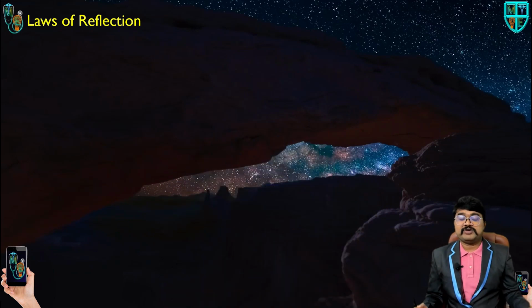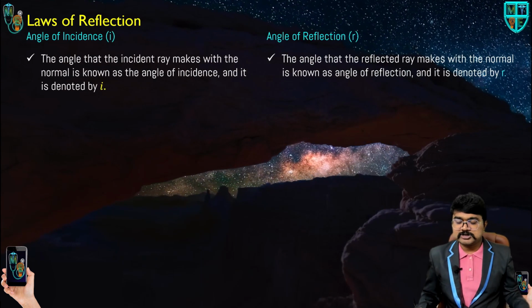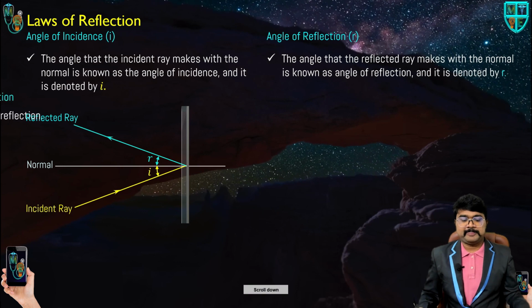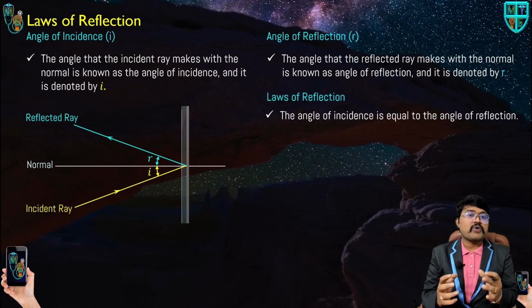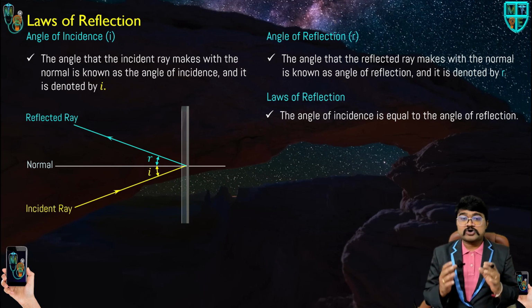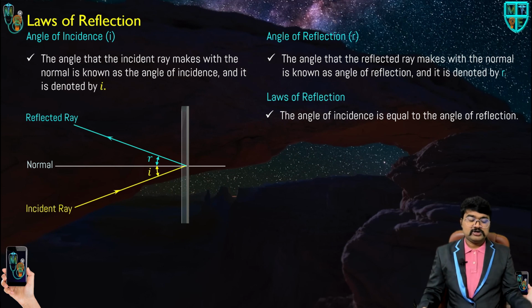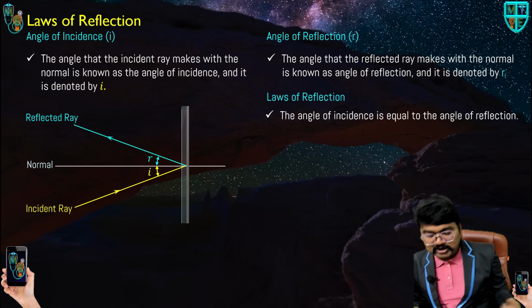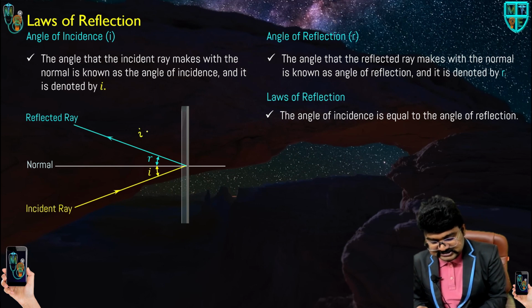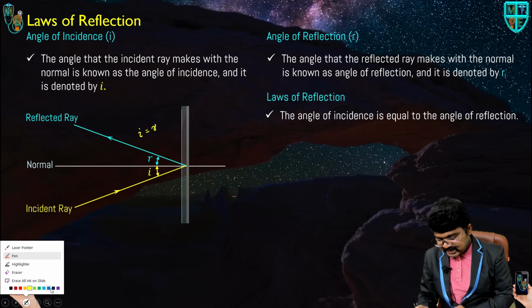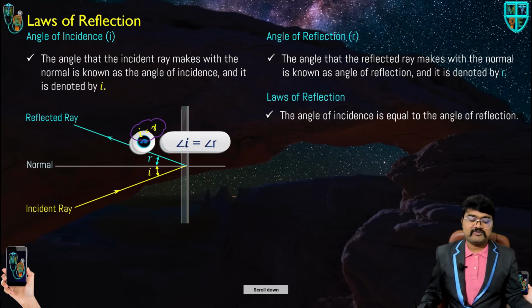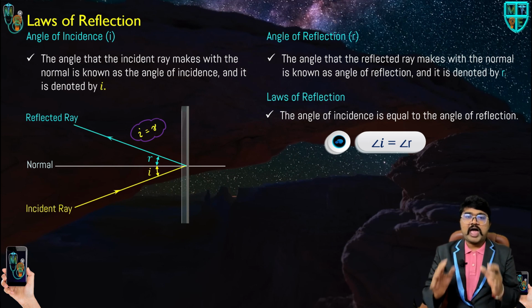Now we can have a look at one of the important topics, laws of reflection. Here we already know this part. Just observe angle of incidence, angle of reflection. Here I and R. What are the laws of reflection? Angle of incidence is equal to angle of reflection. That is called the law of reflection. So the angle of incidence I equals the angle of reflection R. Angle I equals angle R is nothing but the law of reflection.